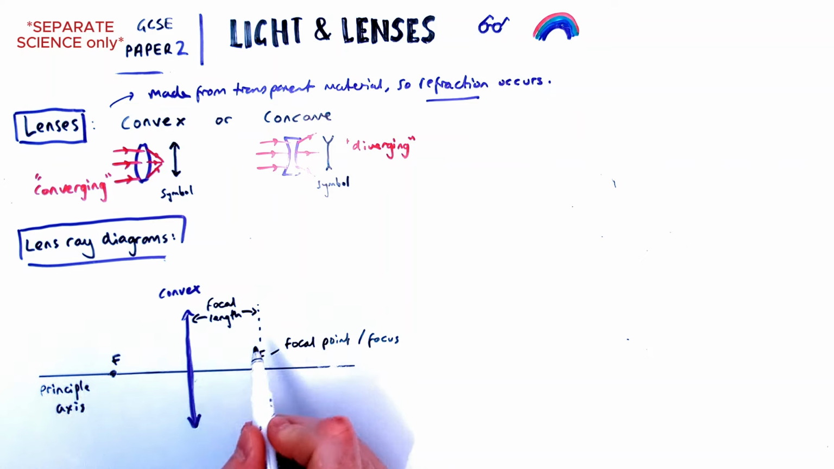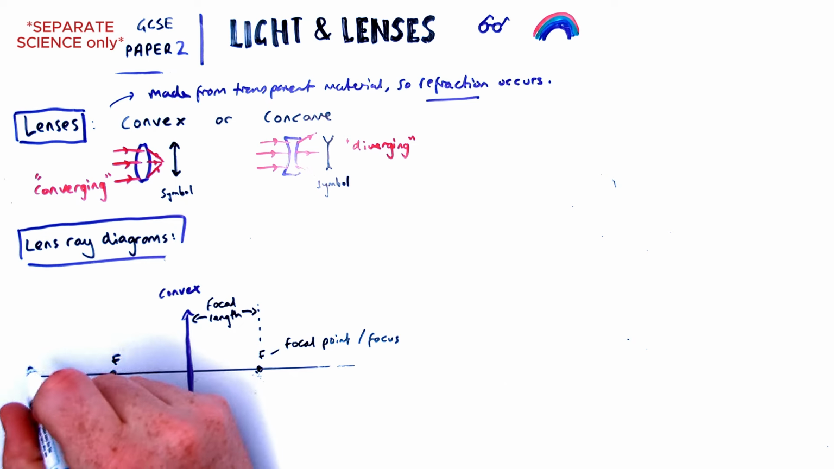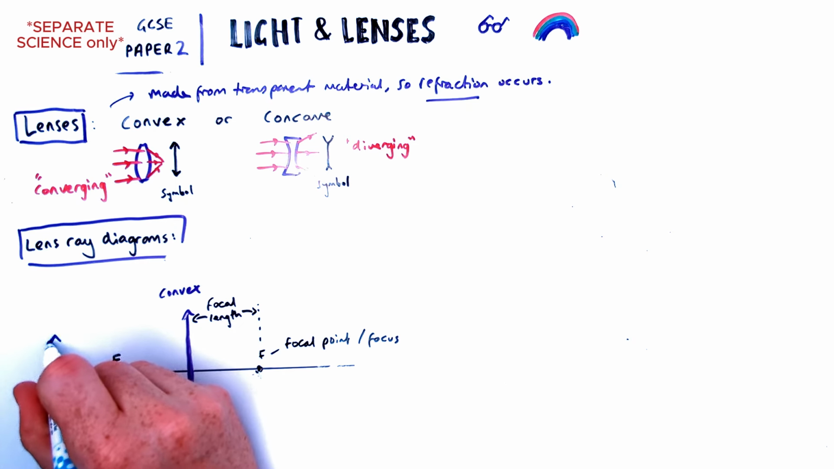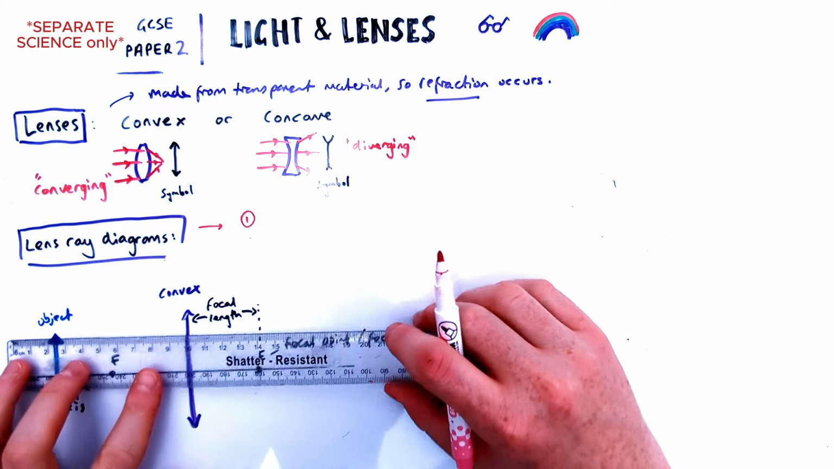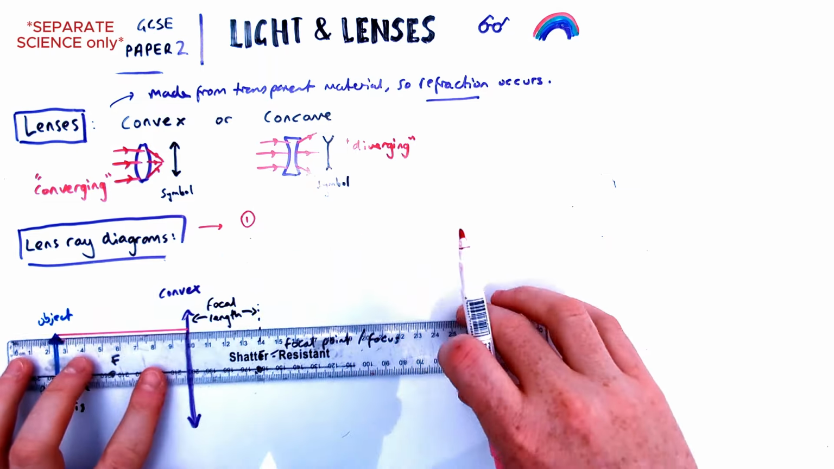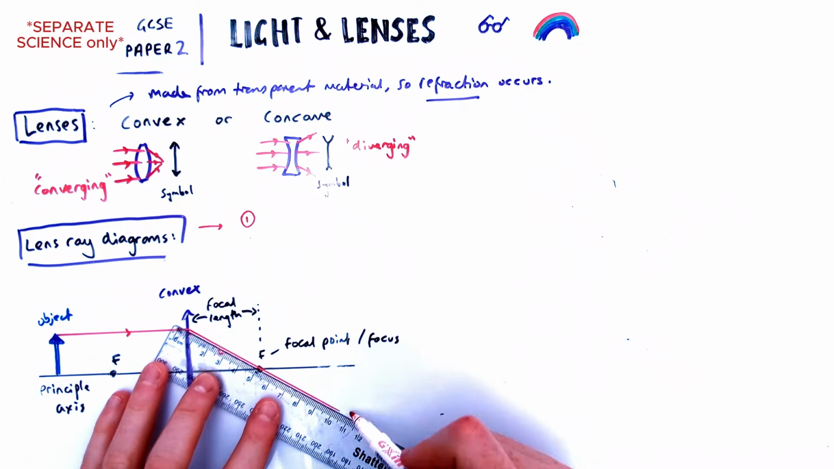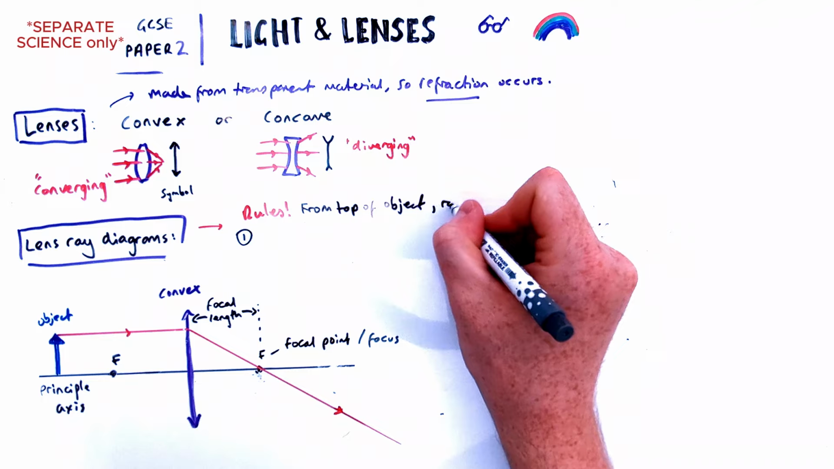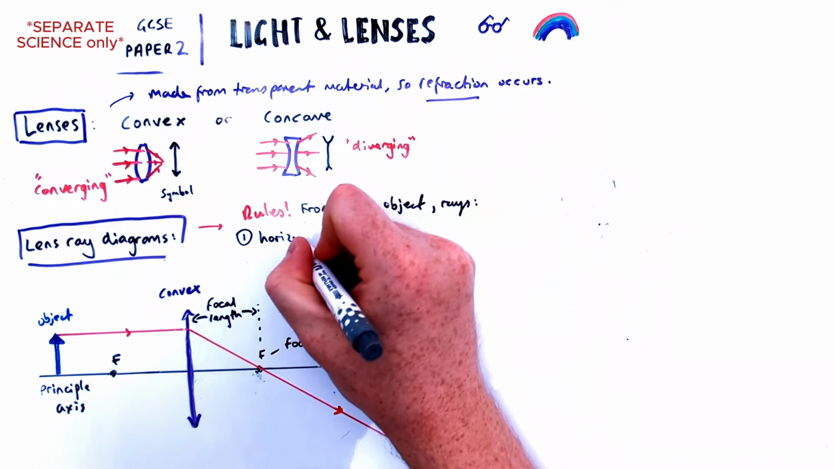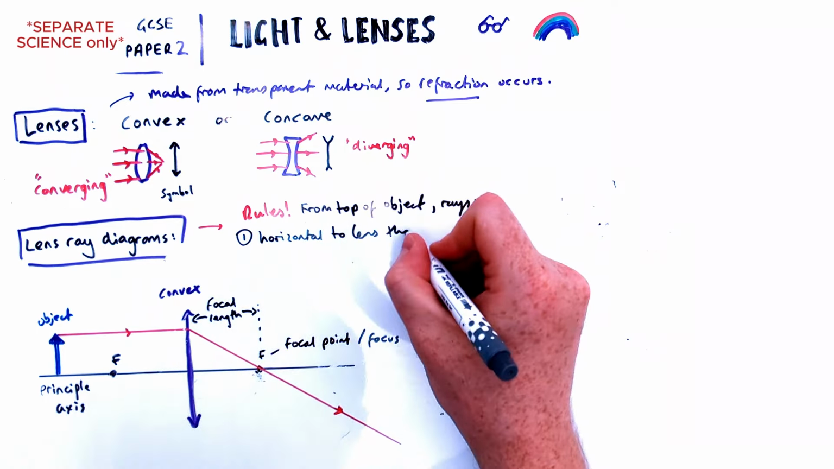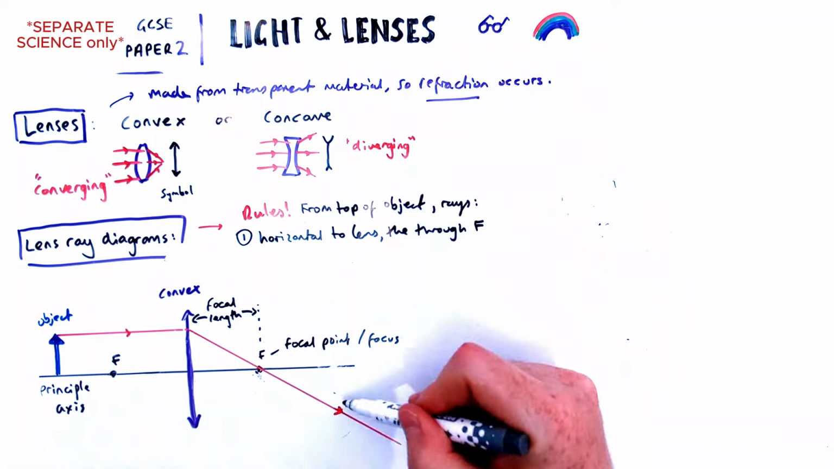So I'm going to represent my object as an arrow. It could be anything, it could be a tree, it could be a person, but an arrow is simplest to draw. So the first ray of light we draw, both of them are going to come from the top of the object. The first ray of light is going to go horizontally from the top of the object through the lens, then it's going to refract and it's going to go through the focal point on the other side. Don't forget, lenses are made from transparent materials so that it refracts, light can bend.